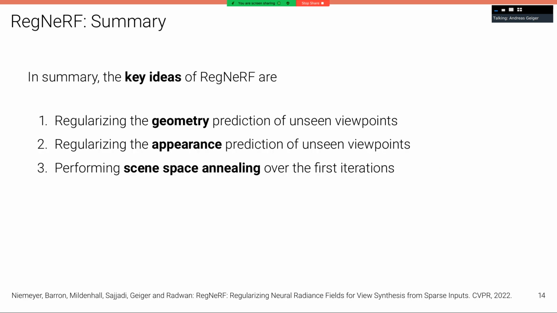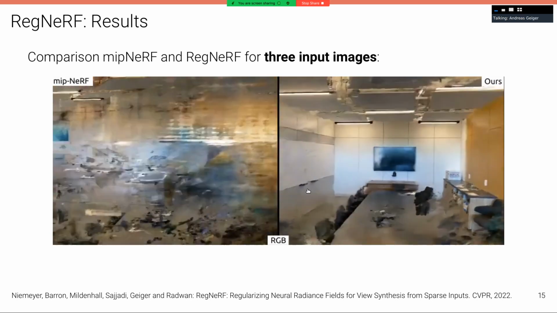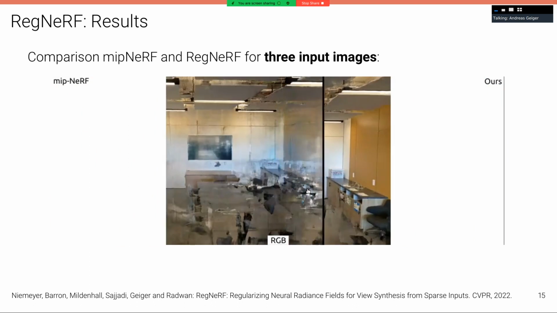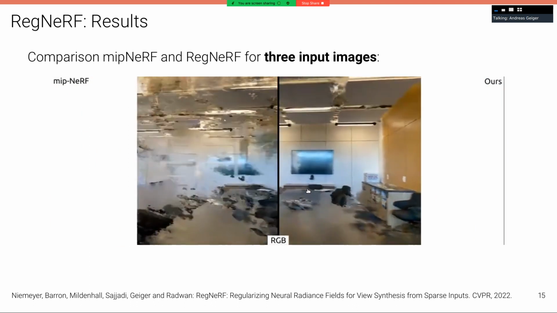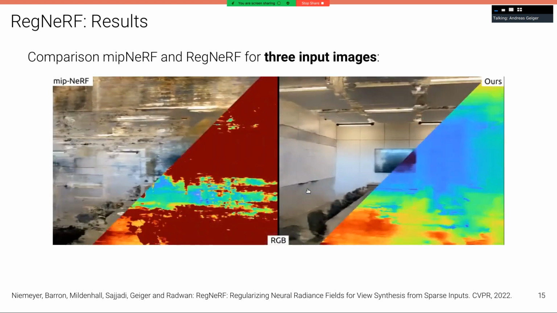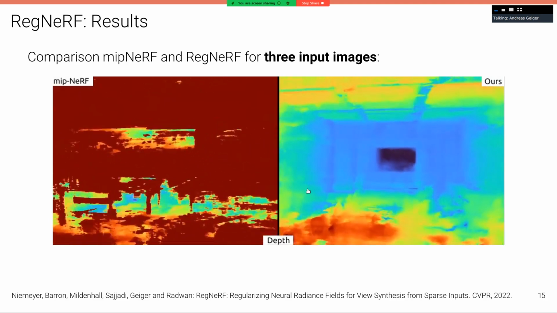So in summary, we have three key ideas in RegNeRF. The first is to regularize geometry and appearance prediction of unseen viewpoints. And then we have the scene space annealing technique I just described. So here are the results. This is the result that we have already seen. On the left, you can see the MipNeRF results, and MipNeRF is actually the basis for our model here. So the only difference is that we add these two regularizers and that we add scene space annealing, and we get to those results shown on the right.